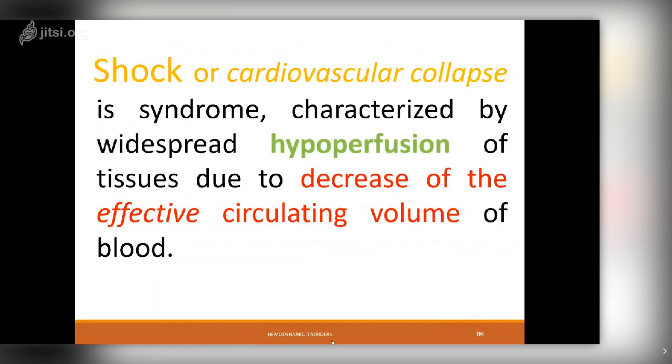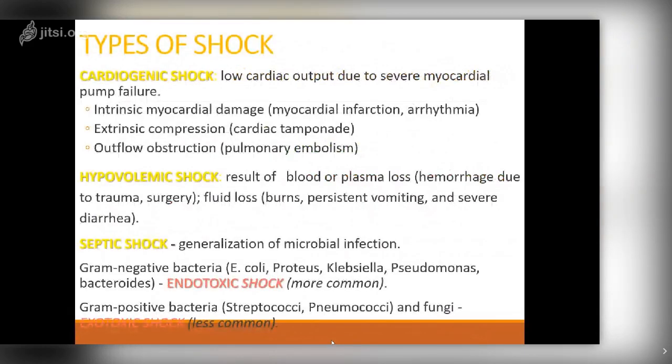Shock, or vascular collapse, is a syndrome that is characterized by widespread hypoperfusion of tissues due to decrease of effective circulating volume of blood. There are three main pathophysiological types of shock. Why am I telling you about three main types? Because we can classify shock according to etiology into traumatic, septic, spinal, as you like. But from the pathophysiological point of view and from consequent treatment, three most important types of shock exist.